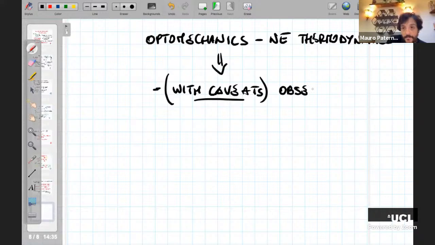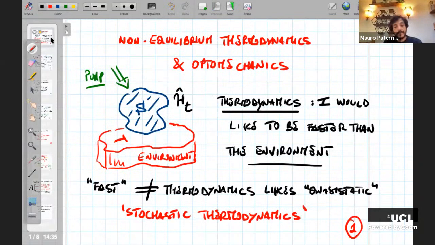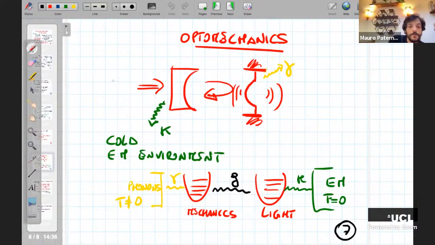It is controllable, in the sense that I can play with one of the ingredients that I stated in the doodle in the first page of my notes, which is the pump, the way I perform the driving process itself. Or if I refer to my optomechanical sketch, the way I feed light into the cavity. The control can be in the form of the shape, duration, and amplitude of pulses, bursts of light that I can use to drive the dynamics of my mechanical system through its coupling with the cavity field.